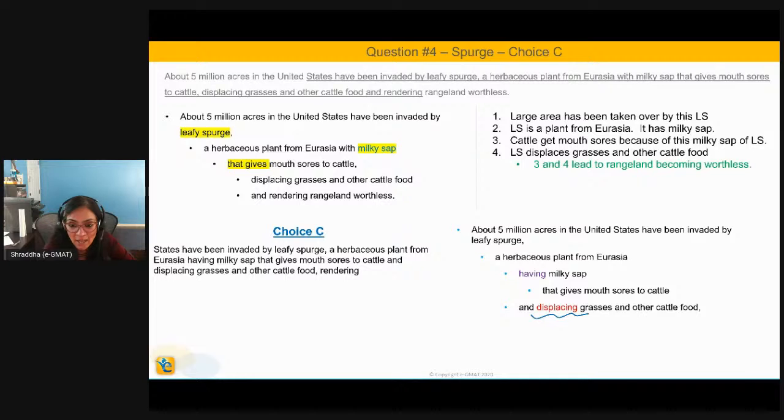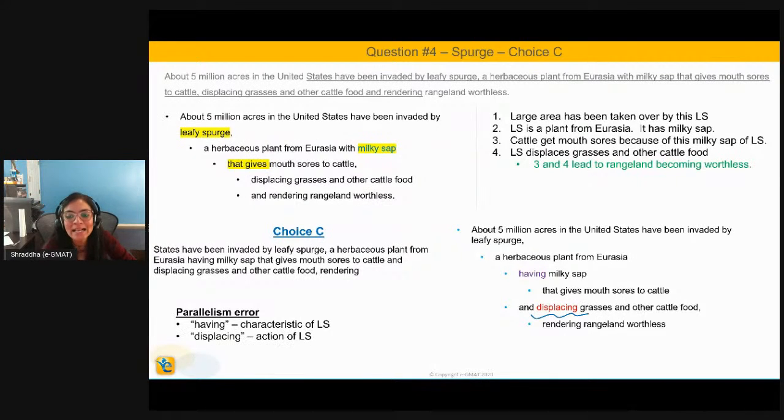But logically, they are not parallel, because having milky sap talks about a feature of leafy spurge. It's a feature of leafy spurge that it contains milky sap, whereas leafy spurge displaces grasses is an action that is done by leafy spurge. So we cannot make it parallel. A feature cannot be made parallel to an action. So that's the problem in choice C.